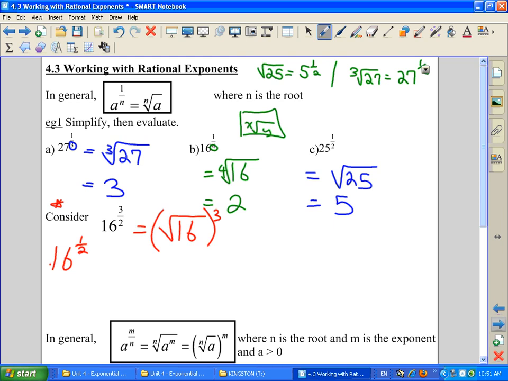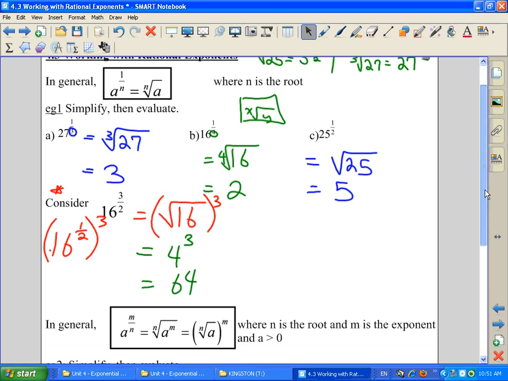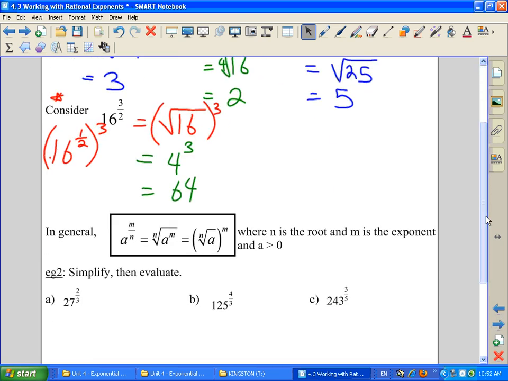the power of the power law. So I'm basically taking it 16 to the 1/2 times 3. Notice 1/2 times 3 is 3 over 2. So I'm just using the power of the power expression. And then we can simplify this because the square root of 16 is 4, still raised to the power of 3, which equals 64.